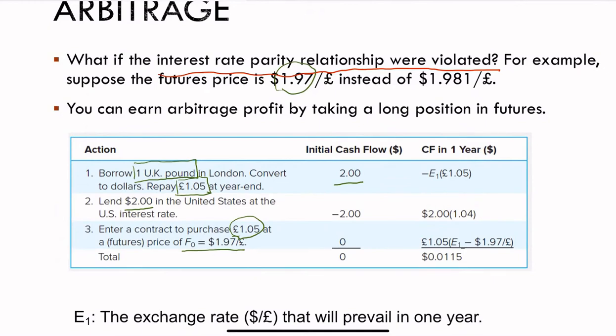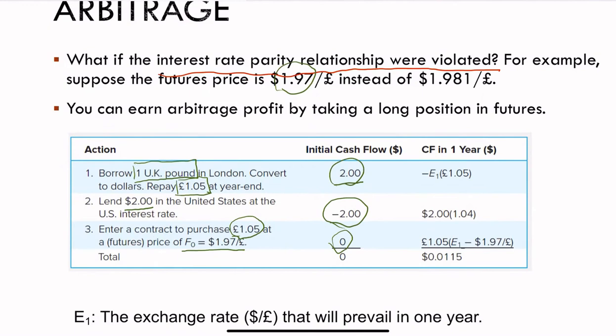Now let's see what your cash flow is. First, obviously, today's cash flow would be 0, because you get this positive $2 from the borrowed 1 UK pound, converted to US dollars. Then you use this $2 to buy some US bond, so you have a cash outflow of $2. And to enter a futures contract, there is no cost. So today's total cash flow would be just 0.